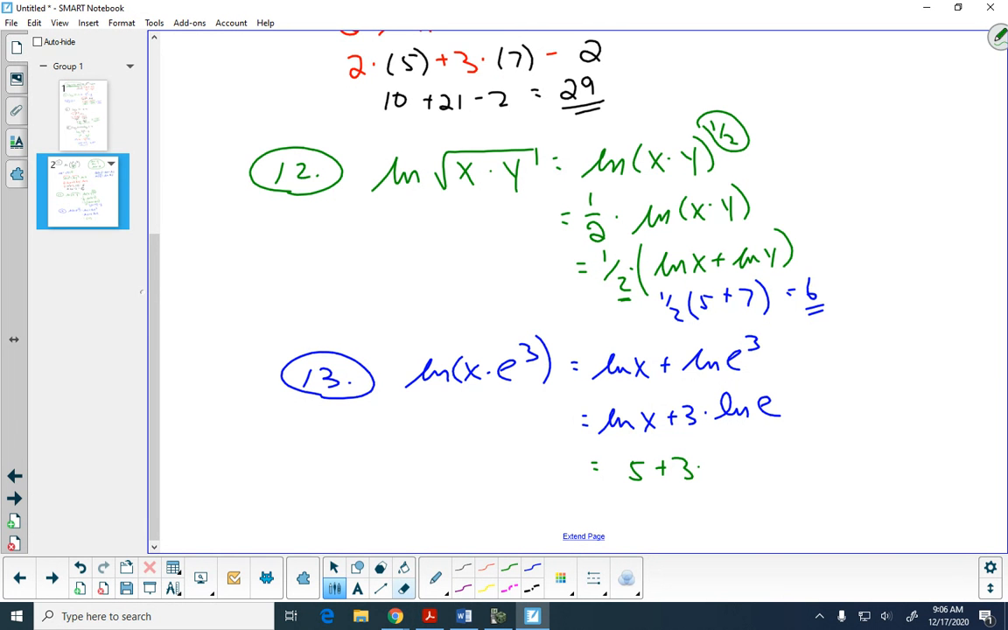Well, what the ln of e is, once again, is the log base e of e. When you're talking about a natural log, that is a log base e. So we have the log base e of e. Well, if I take the log base e of e, Brandon, what do you come down to? The base and the value is the same. What do we come up with? You remember?